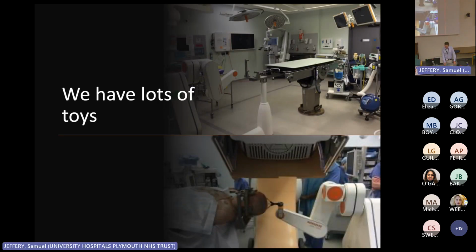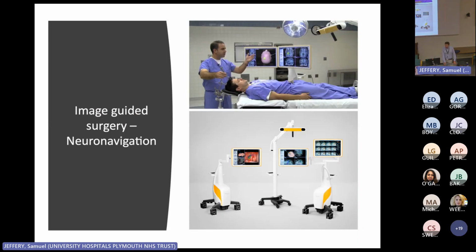The other thing, obviously, we have lots of kits that is different to other specialties. You will have seen image-guided surgery. So this allows us to navigate within the brain, matched to the patient's scan.